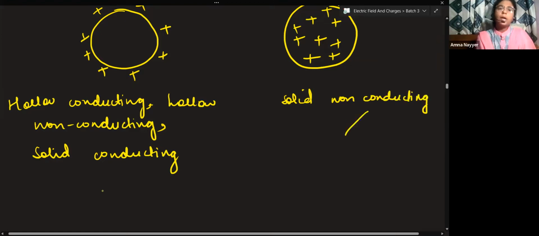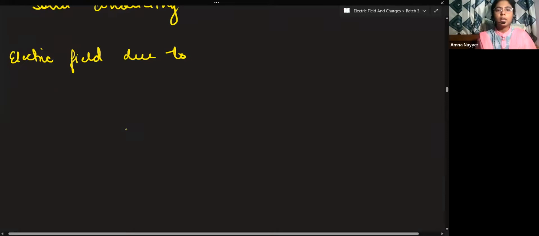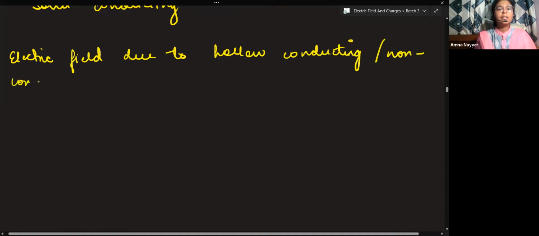This is now not a part of your syllabus. You will just do the derivation for these cases. So let's start with hollow conducting, hollow non-conducting, or solid conducting. Earlier that was included in your syllabus, now it has been deleted, but in your entrances it also comes. Electric field due to hollow conducting or non-conducting or solid conducting sphere.